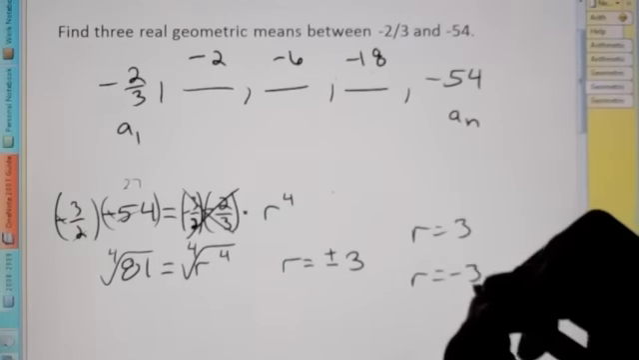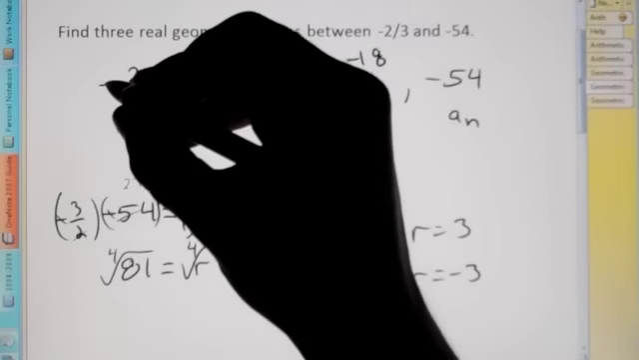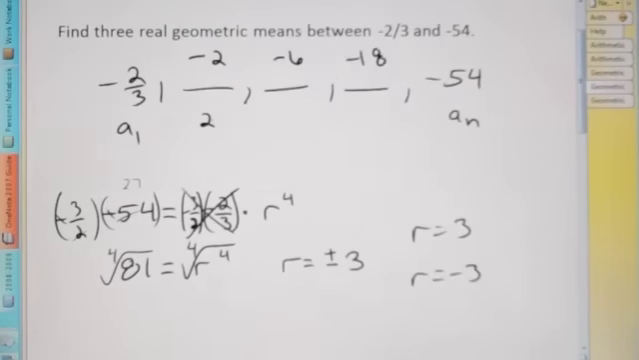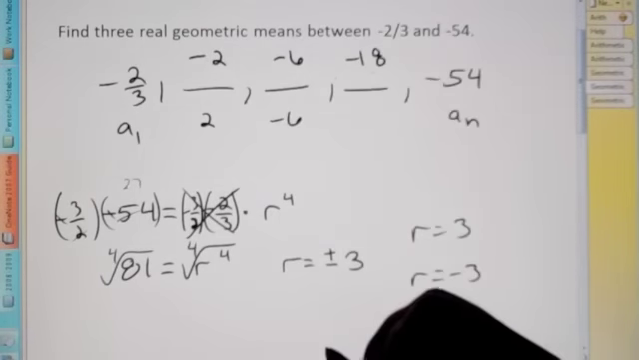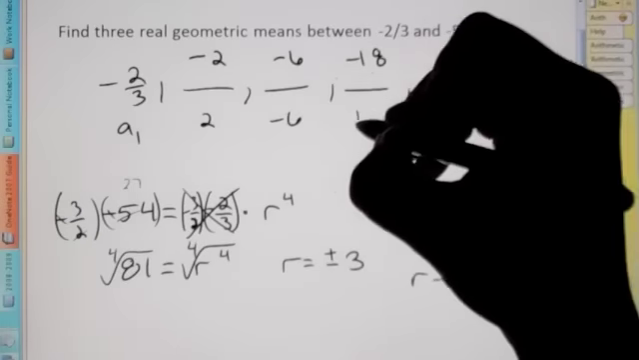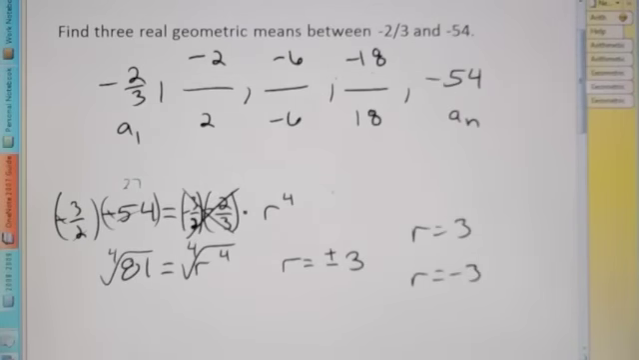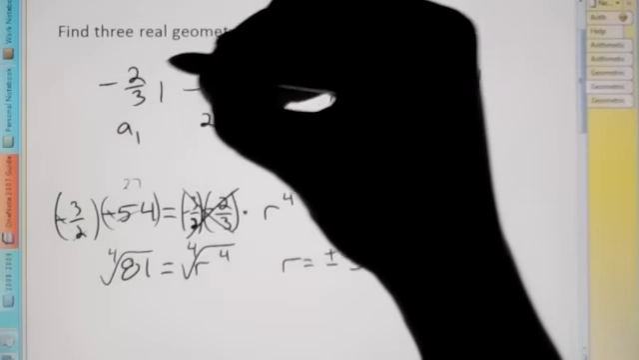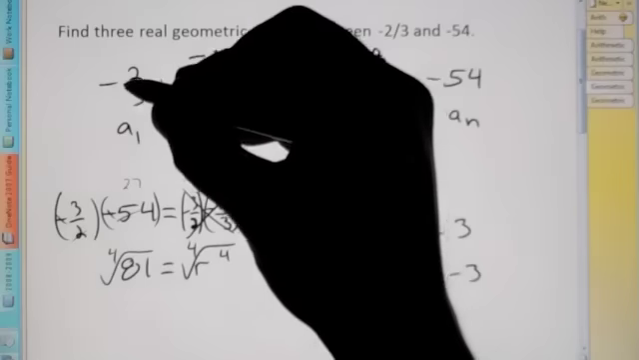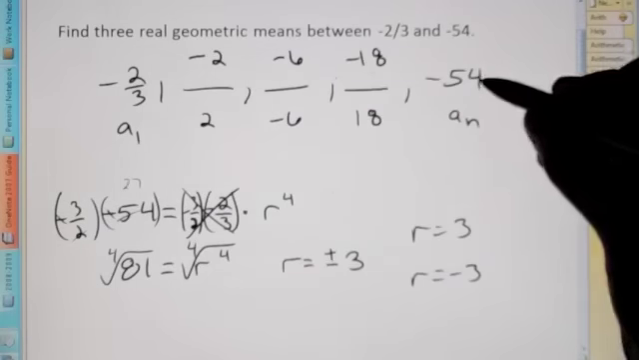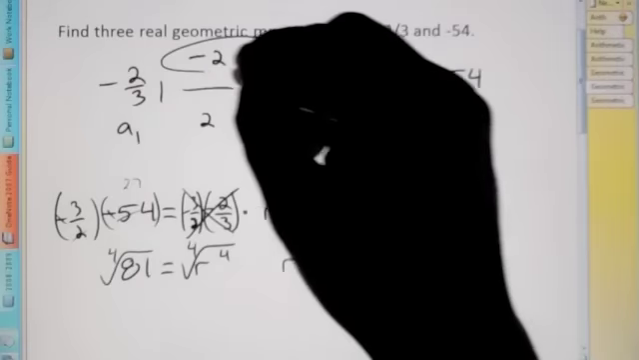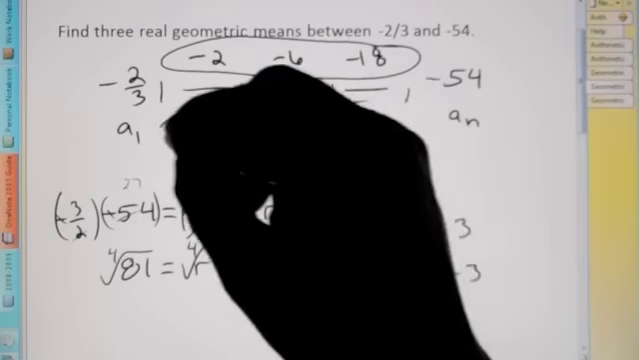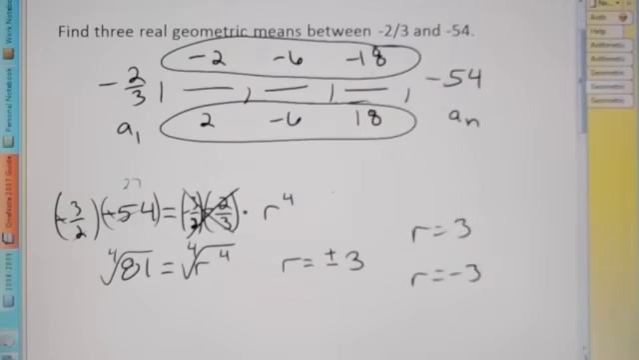But if your ratio is negative 3, notice negative times a negative is a positive 2. 2 times negative 3 is negative 6. Negative 6 times negative 3 is positive 18. So we actually have 2 sets of answers. This one stays negative the whole time. This one changes symbols each time. So if I were to ask what the answer is, you would circle both of these, 2 sets of answers.